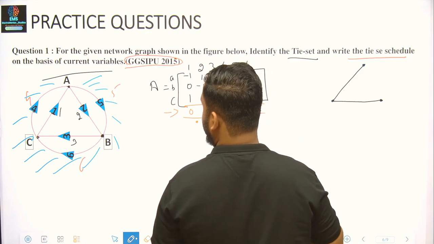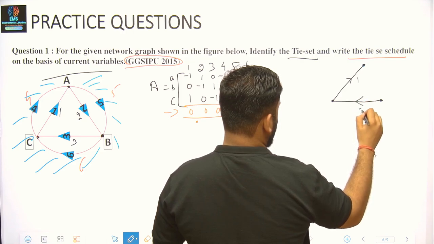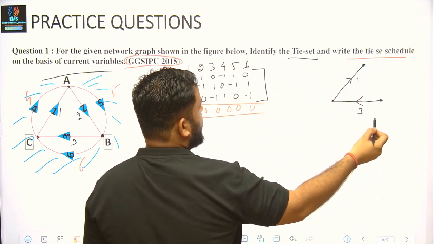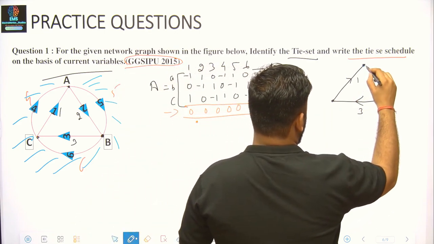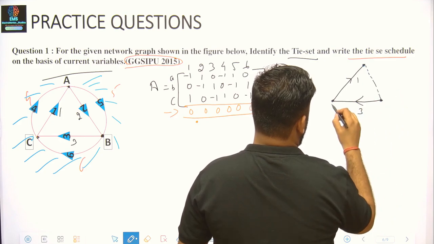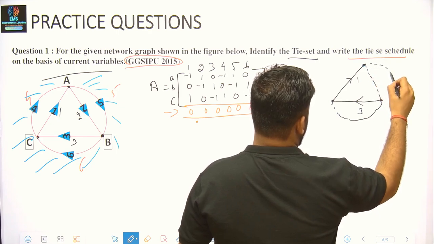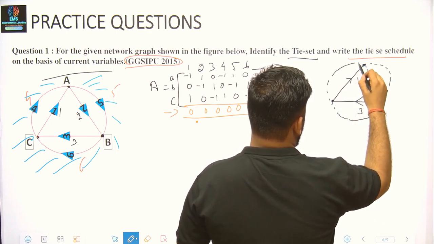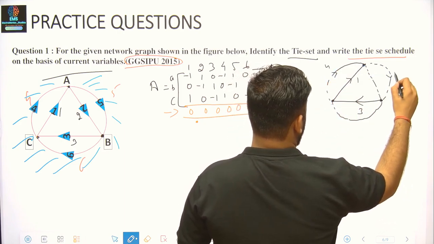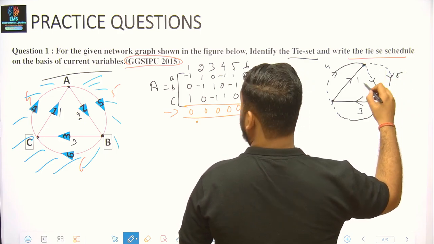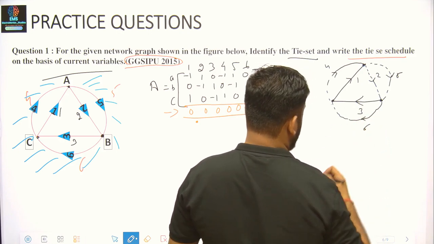So I've just taken 2 branches in the tree, that is 1, and I've taken 3. It connects all the 3 nodes and there is no loop formation. Rest all are my chords, or we call them links. So we have 4, we have 5, we have 2, and we have 6.